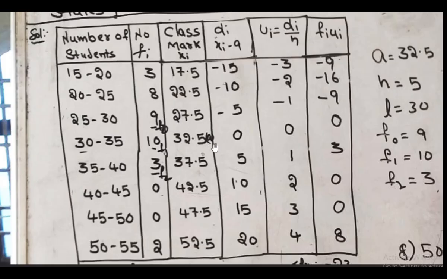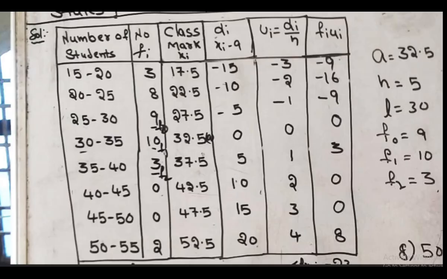To go for deviation, we have to choose the assumed mean. The maximum frequency among all the frequencies is 10. The corresponding class mark to the 10 is 32.5. So that is why we are choosing the assumed mean as 32.5. By using the assumed mean, we are going to find the deviation.